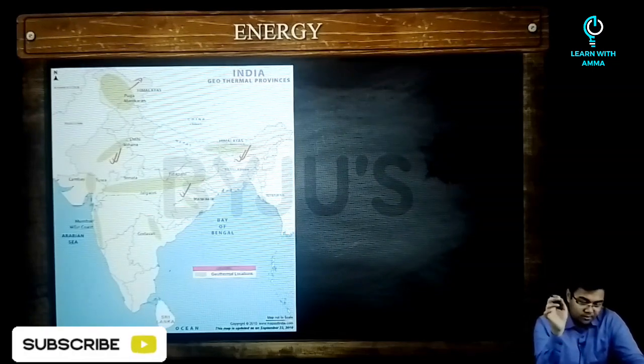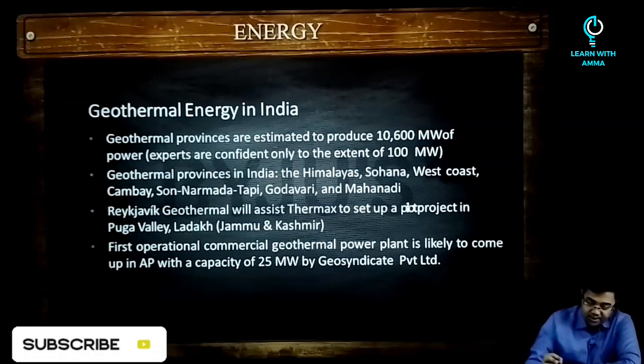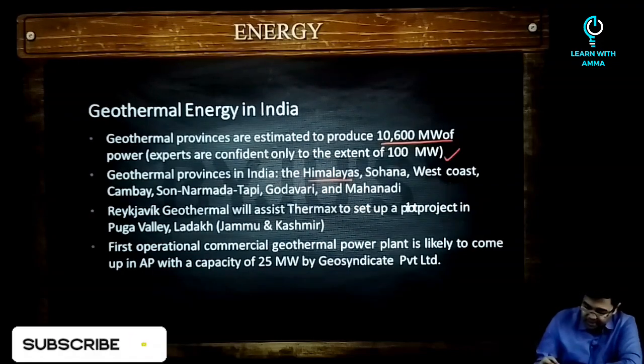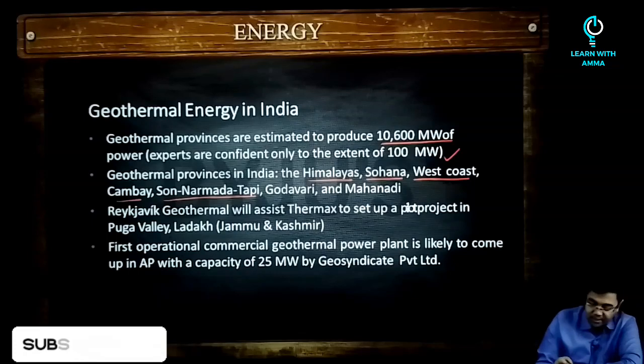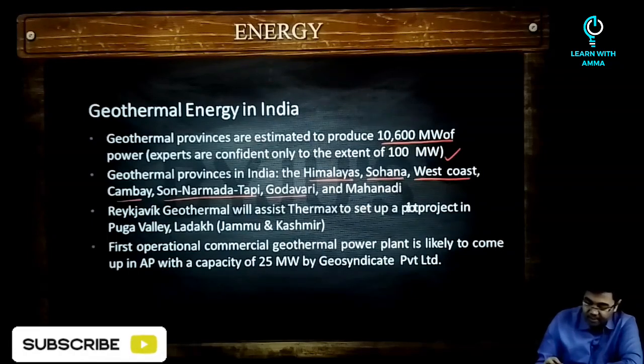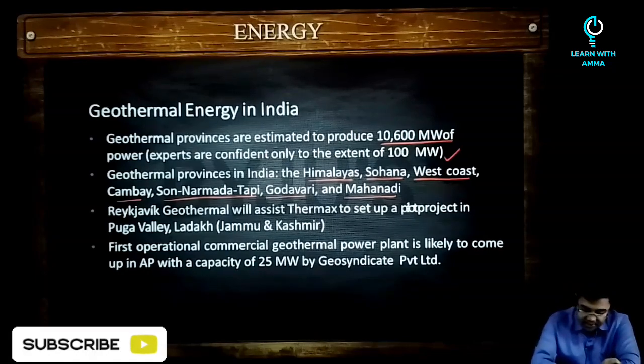Now, what is the condition of geothermal energy in India? First of all, the geothermal provinces are estimated to produce 10,600 megawatt power. The geothermal provinces in India are the Himalayas, Sohana, Western Coast, Cambay, Son, Narmada, Tapi region, Godavari, and Mahanadi. So these are the regions where we find geothermal energy in India.